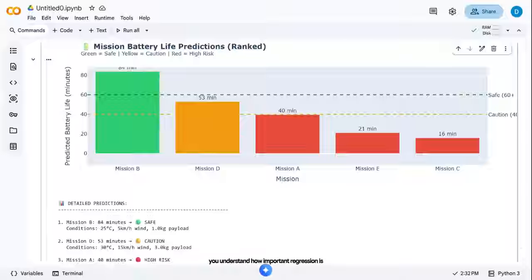And so now you understand how important regression is in the world of machine learning and AI. Hopefully you picked up something interesting here, and we'll continue our journey with AI.